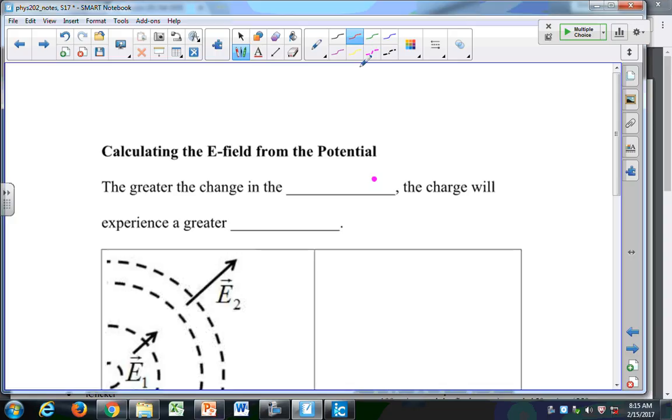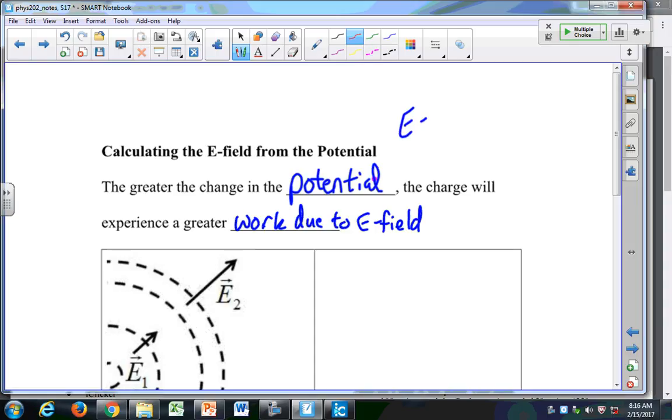Because it turns out that the greater the change in the potential, then the charge will experience a greater work due to the electric field. So the electric field is proportional in some way to how the potential changes. Let me write it in that way. Same thing. But the electric field is proportional to how much the potential changes.